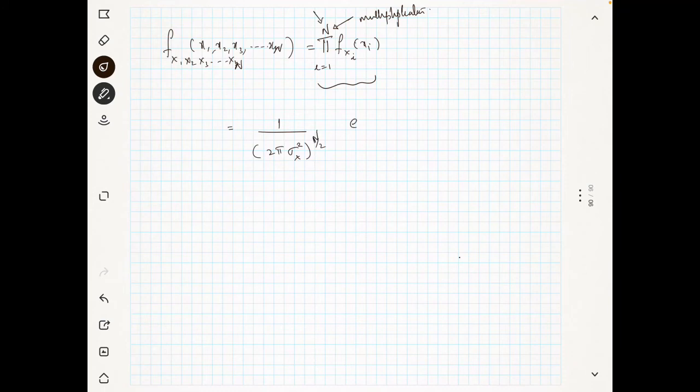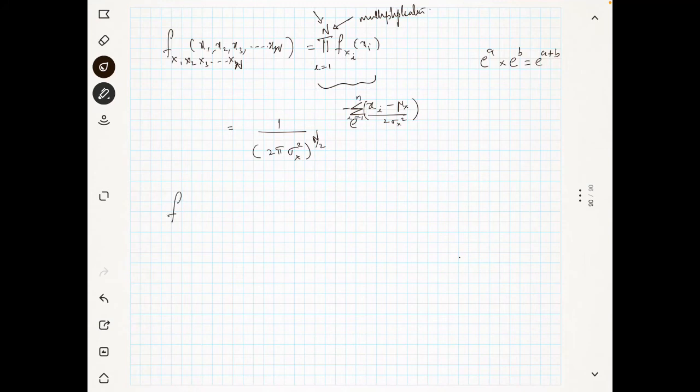Then e power, and you know that the e power term is xi minus mu x by 2 sigma x square. And this is minus. If you are multiplying n number of times, the exponential terms will be added, because e power a multiplied with e power b is nothing but e power a plus b. So I have a summation on the top, and this summation varies from i equal to 1 to n.